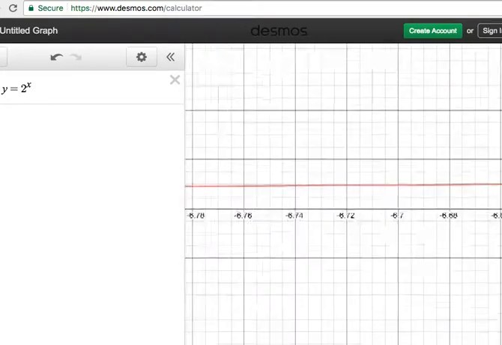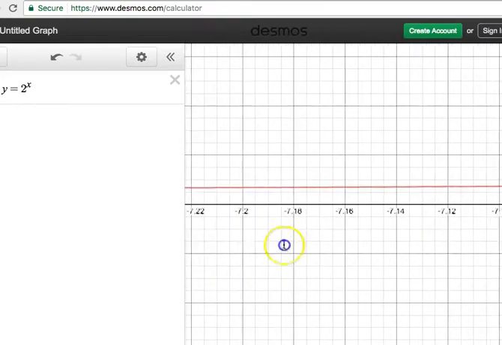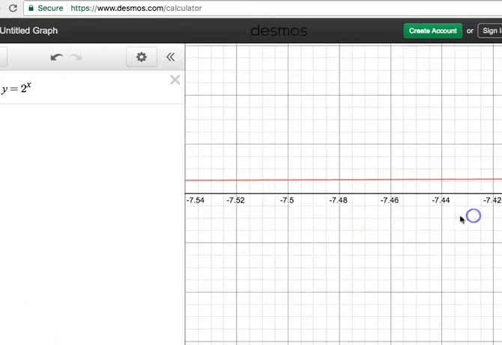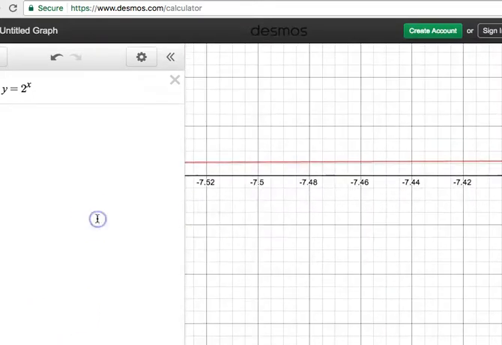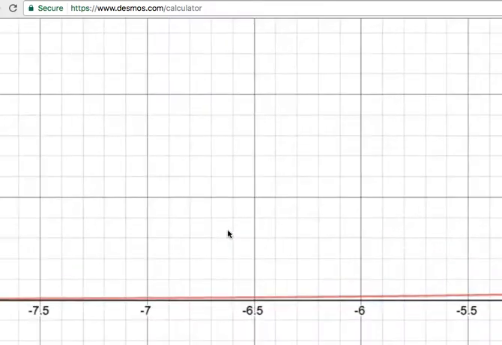These are negative values. Look, negative 6.8, negative 7, and I'm zooming in. These do not touch the x-axis, and they never will. It approaches it, but never touches it. So that's what I was looking at there. I zoomed in on that bit there.